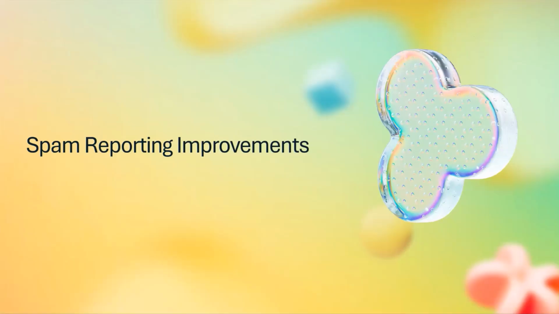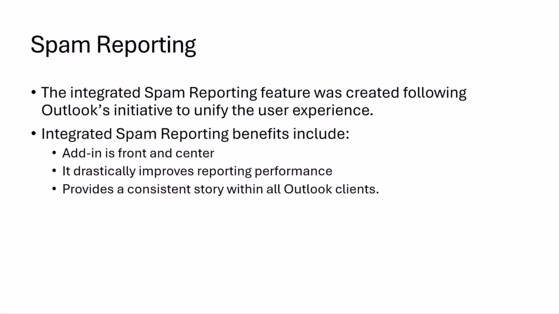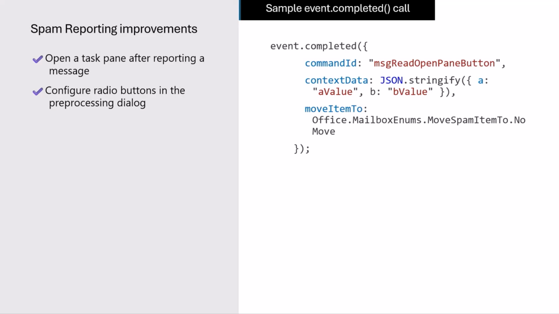So moving on to spam reporting improvements. Last year, we shipped the integrated spam reporting experience. This feature was created following Outlook's initiative to unify the user experience for spam and phishing reporting. Some of the benefits of this feature include having your add-in front and center in the Outlook ribbon for easy reporting, drastically improving reporting performance, and providing a consistent story within all Outlook clients. So far, we've received some feedback about spam reporting. And based on this, we have created some new features to complement spam reporting. This includes the ability to open a task pane after reporting a message and configuring radio buttons in the pre-processing dialog.